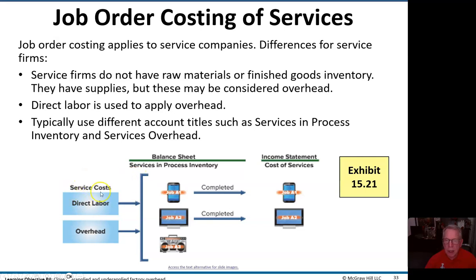Okay. And here, if we look at a balance sheet for a service company, here's our direct labor and our overhead and how we apply it to our jobs. And some of them are sold and some of them are kept in the services in process inventory. Same exact theory, except tailored to a service company.